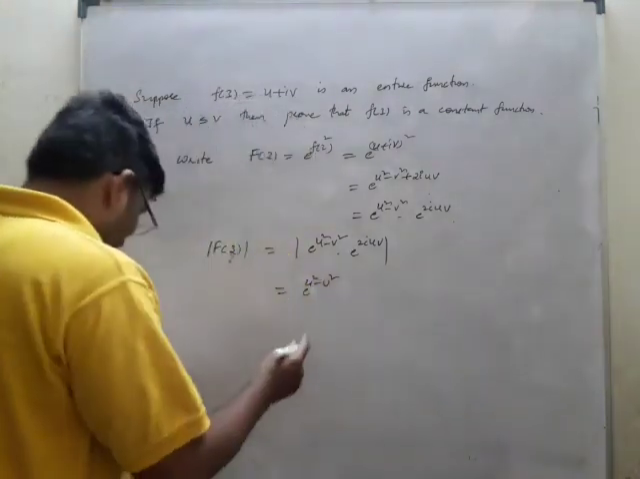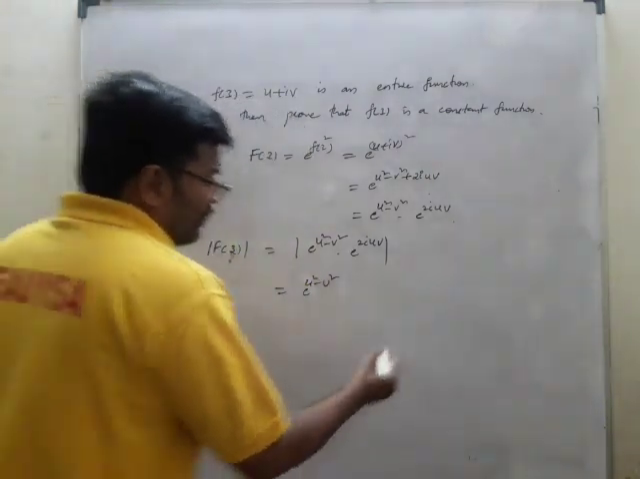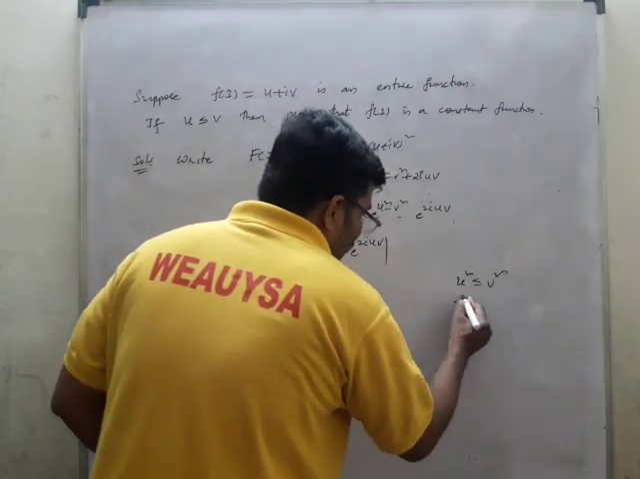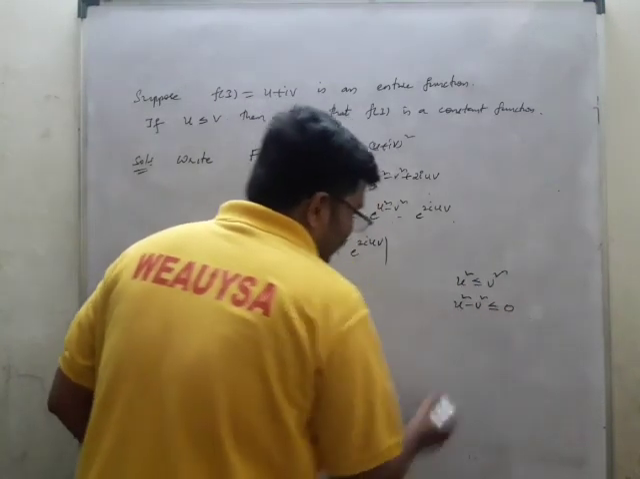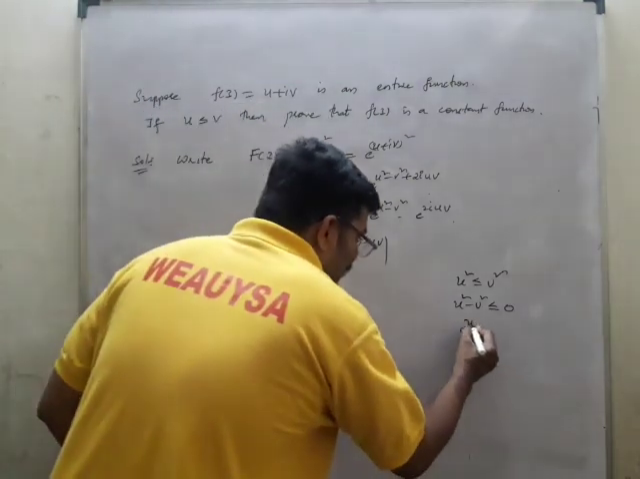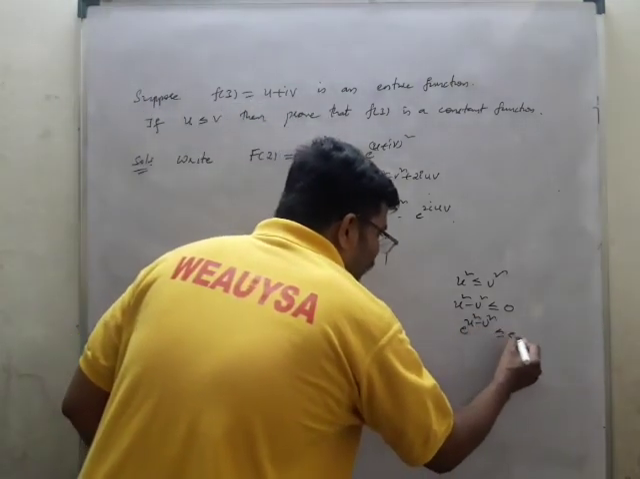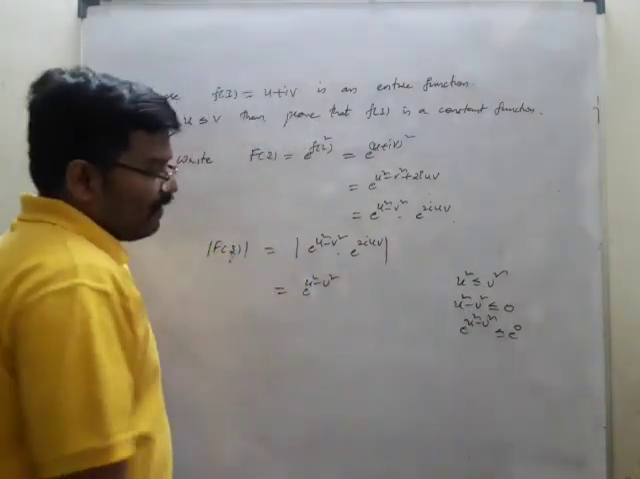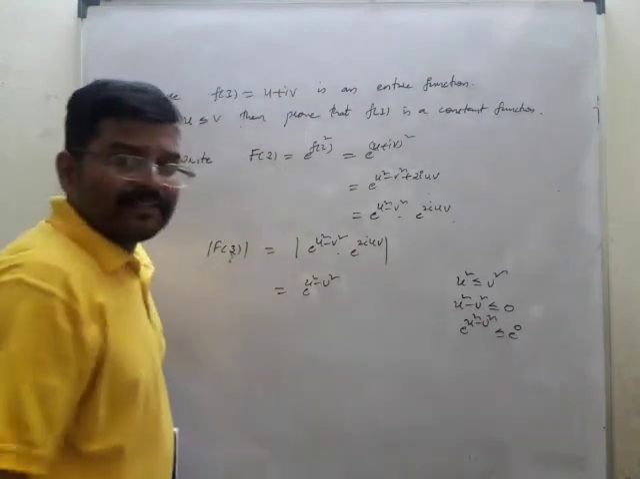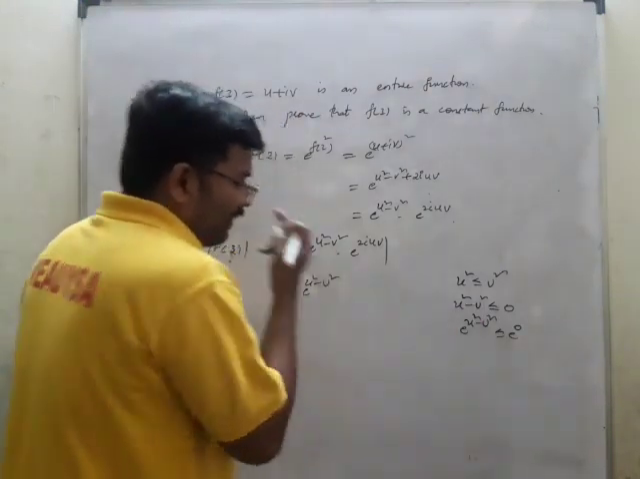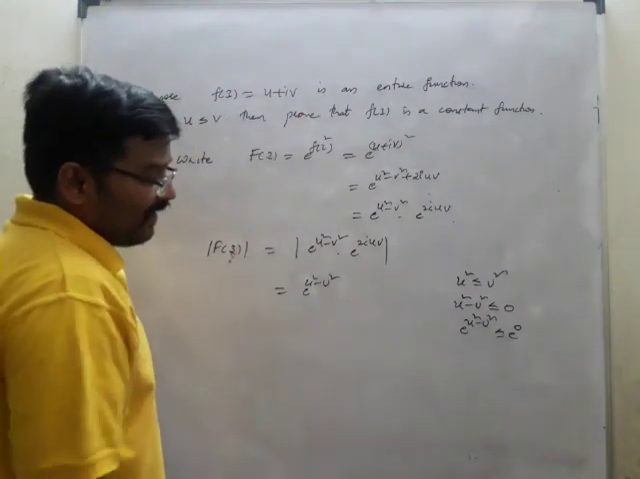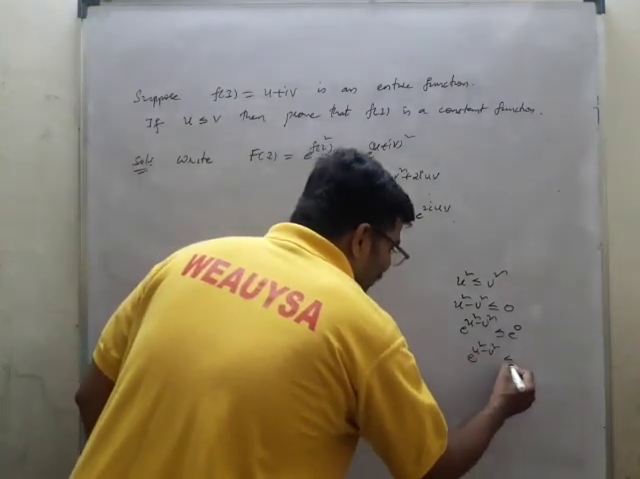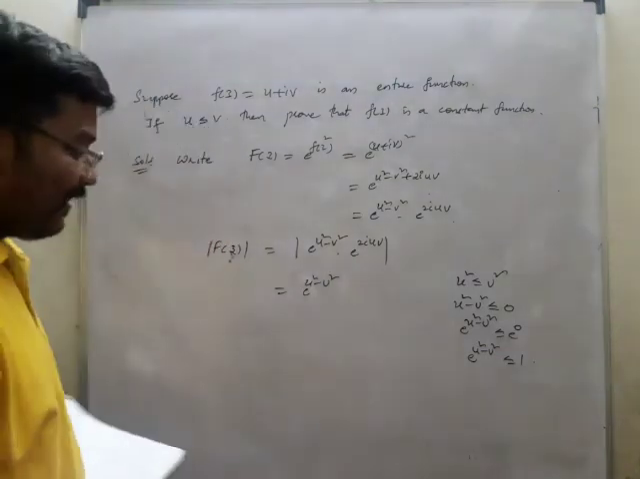What we'll do is try to find out what u square minus v square is. Since u square is less than or equal to v square, u square minus v square is less than or equal to 0. So e power u square minus v square is less than or equal to e power 0. If we take the exponential function, this is what you get. Therefore it is less than or equal to 1.